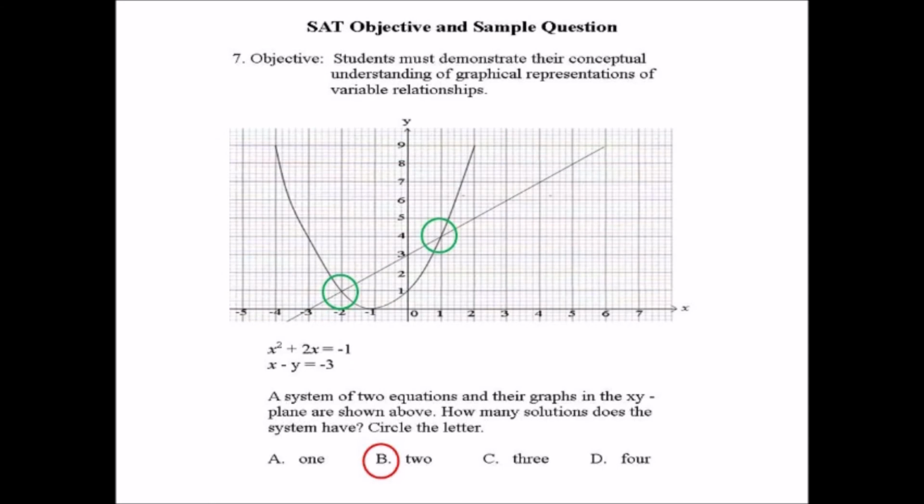Okay, number 7 was B. And again, where they intersect would be the solutions you're looking for. So they only intersect at 2 places, so it would have to be 2 for this. The intersection shows you where the solutions are.